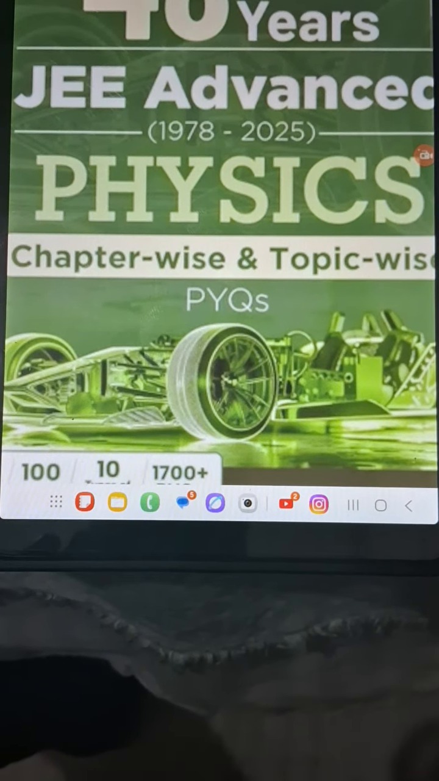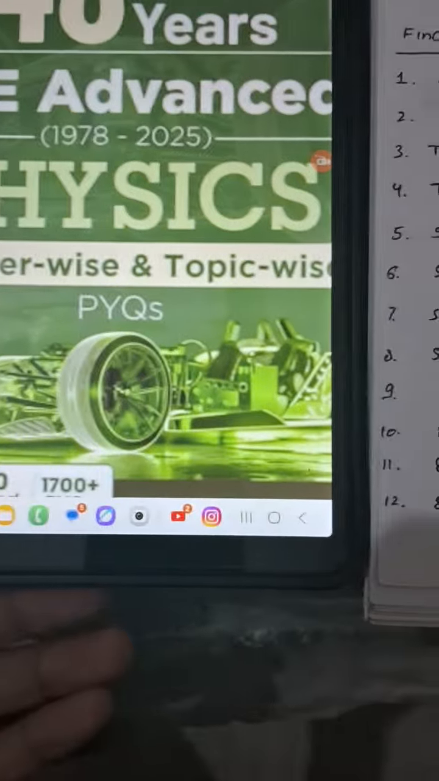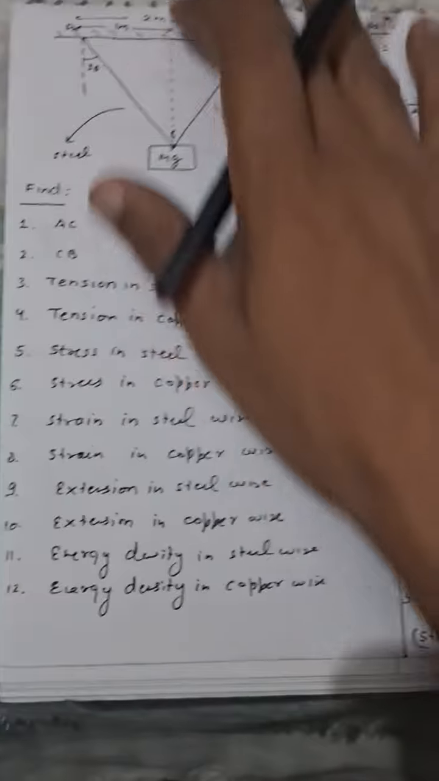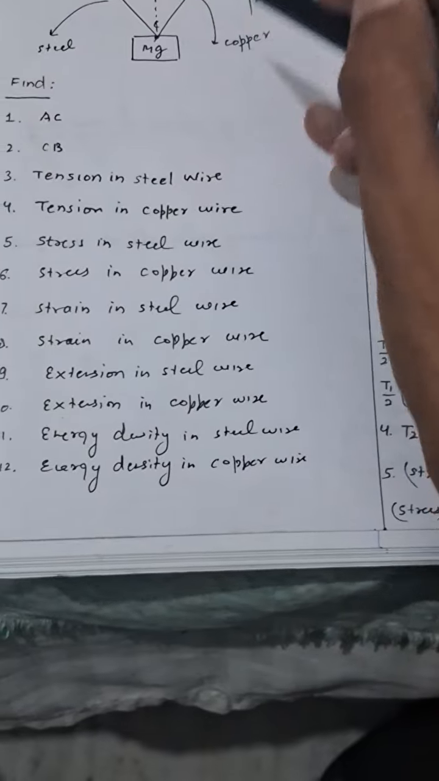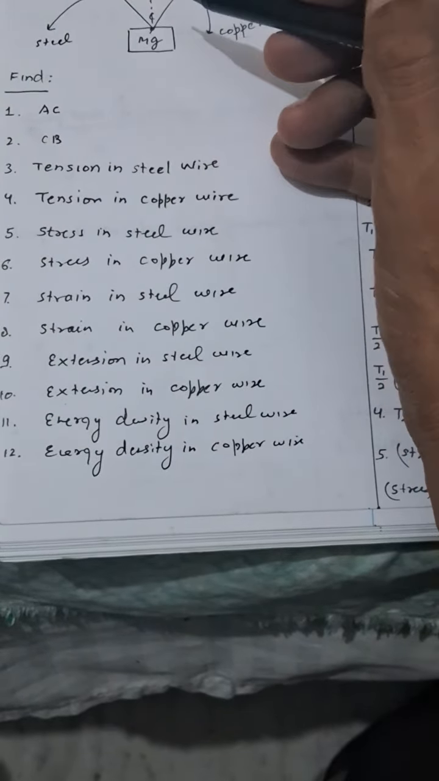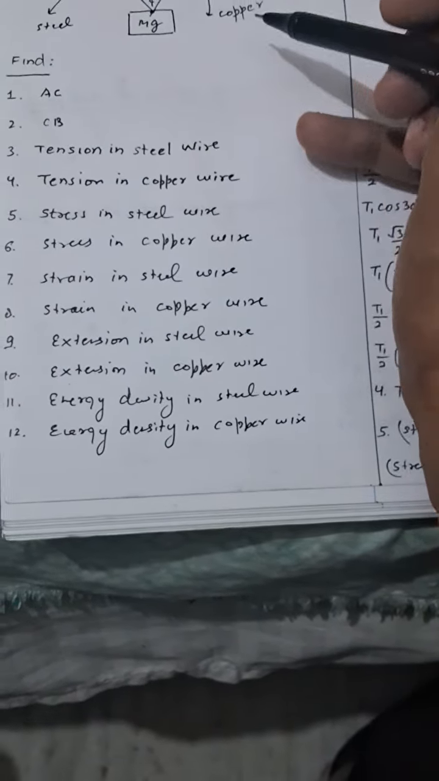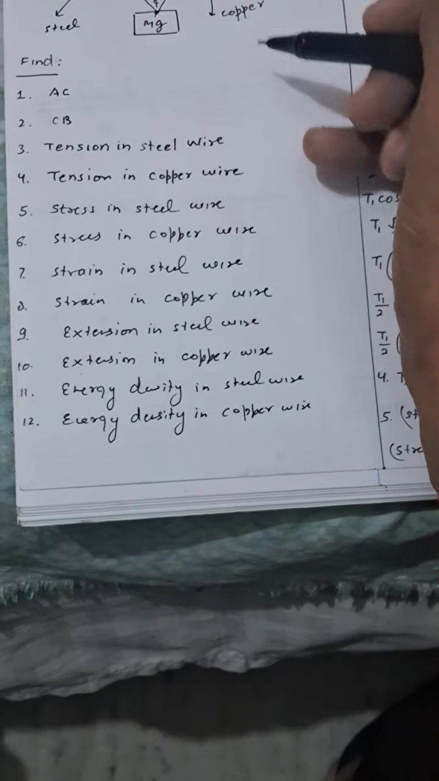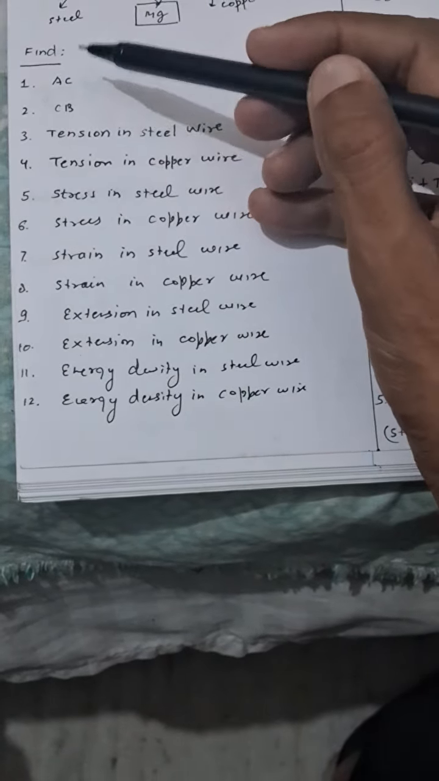Let's discuss today a JEE Advanced based question on elasticity. So let's begin with the question. Here is the question: there is a block of mass M. It is being hung by two wires of steel and copper. Young's modulus and areas are given over here. Now we need to find AC.